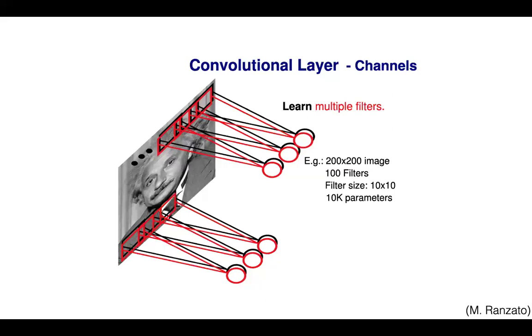the same example of a 200 by 200 image, and we have 100 filters of size 10 by 10, then we only have 10,000 parameters. But we are learning 100 different types of features from this data, right? And features that can be anywhere in the image.